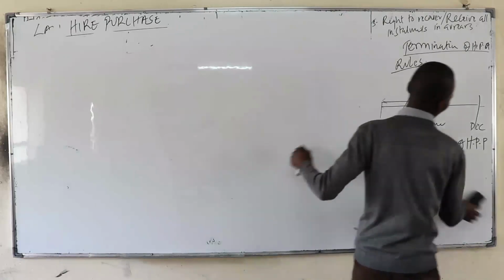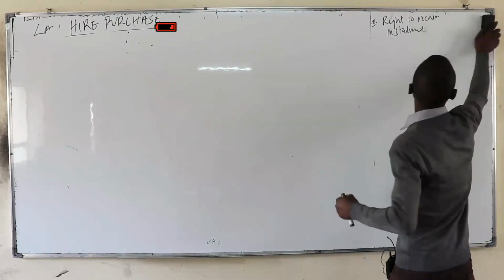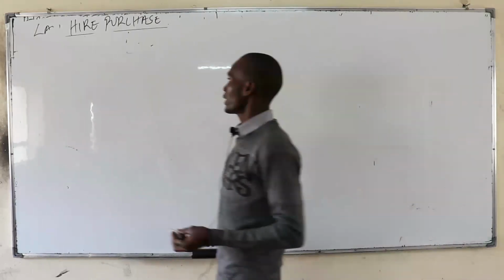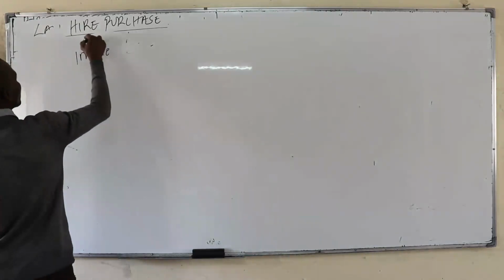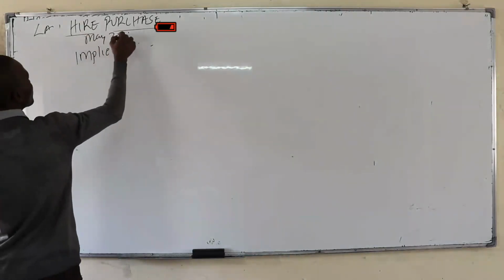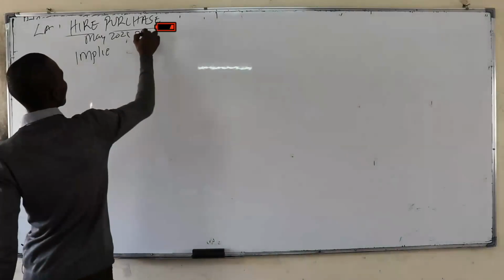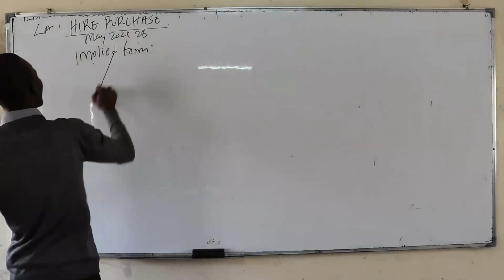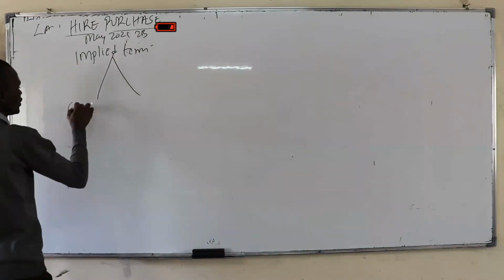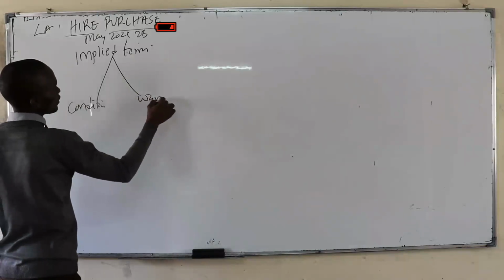So if you have not studied implied terms for sale, you have studied implied terms for hire purchase. So tell me, terms that are implied. We are doing May 2021, Question 2B. Implied terms. We said implied terms are divided into 2. We have conditions and we have warranties.